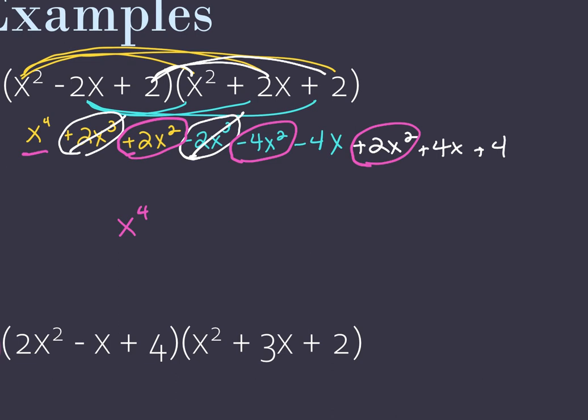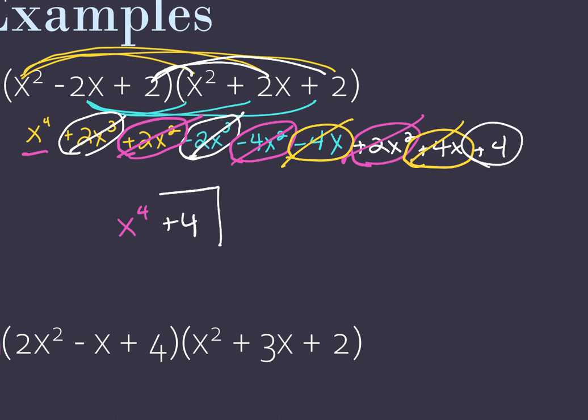Positive 2 minus 4 would be negative 2, plus 2. They cancel out as well. Negative 4x and positive 4x also cancel out. And the last thing left that's by itself is the positive 4. If they didn't cancel out, obviously you'd need that term, but if they cancel out, they're gone. Questions on that one?